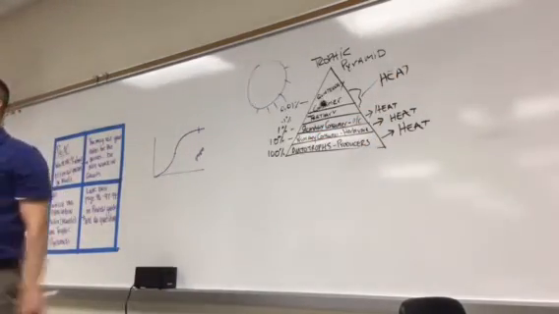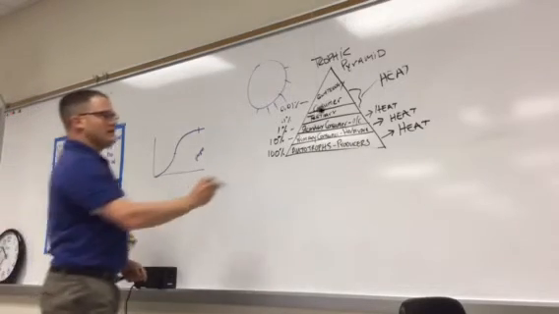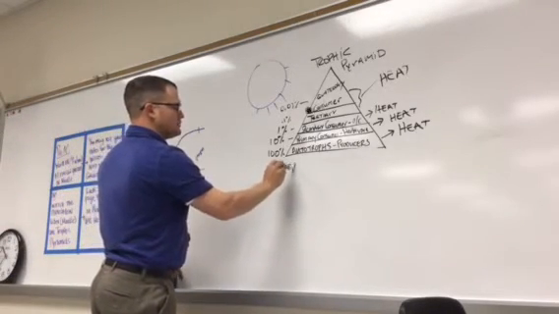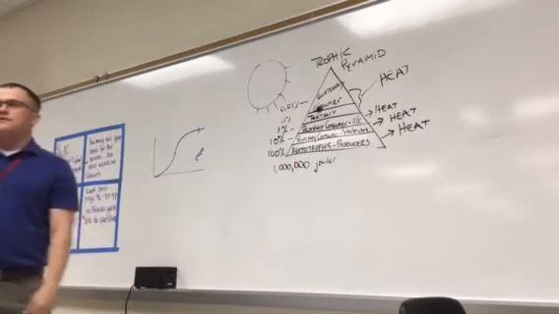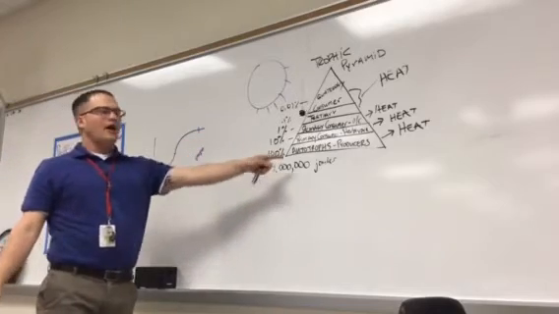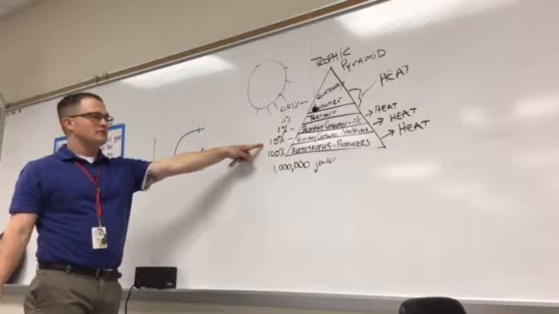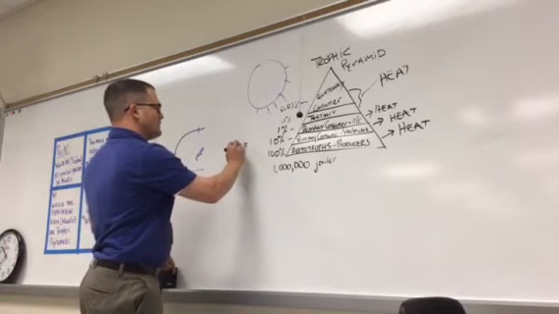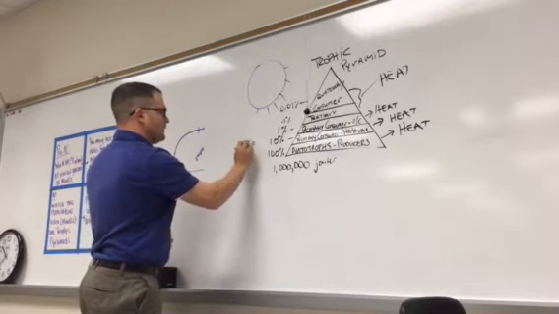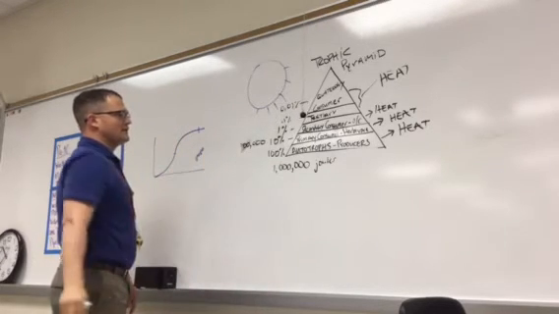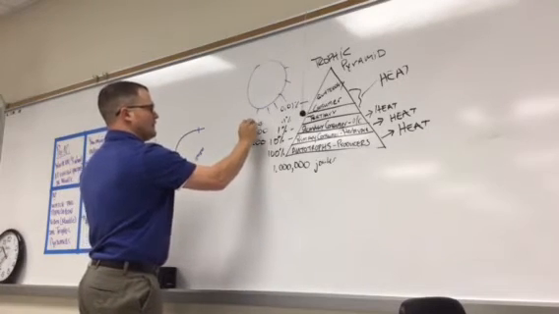Okay? So, looking at this pyramid, if we had 1 million joules of energy, a joule is a measure of energy. If there's 1 million joules of energy from the sun, autotrophs have this. How much is available to the primary consumer? 100,000. How much would be available to the secondary? How much here? And how much here?